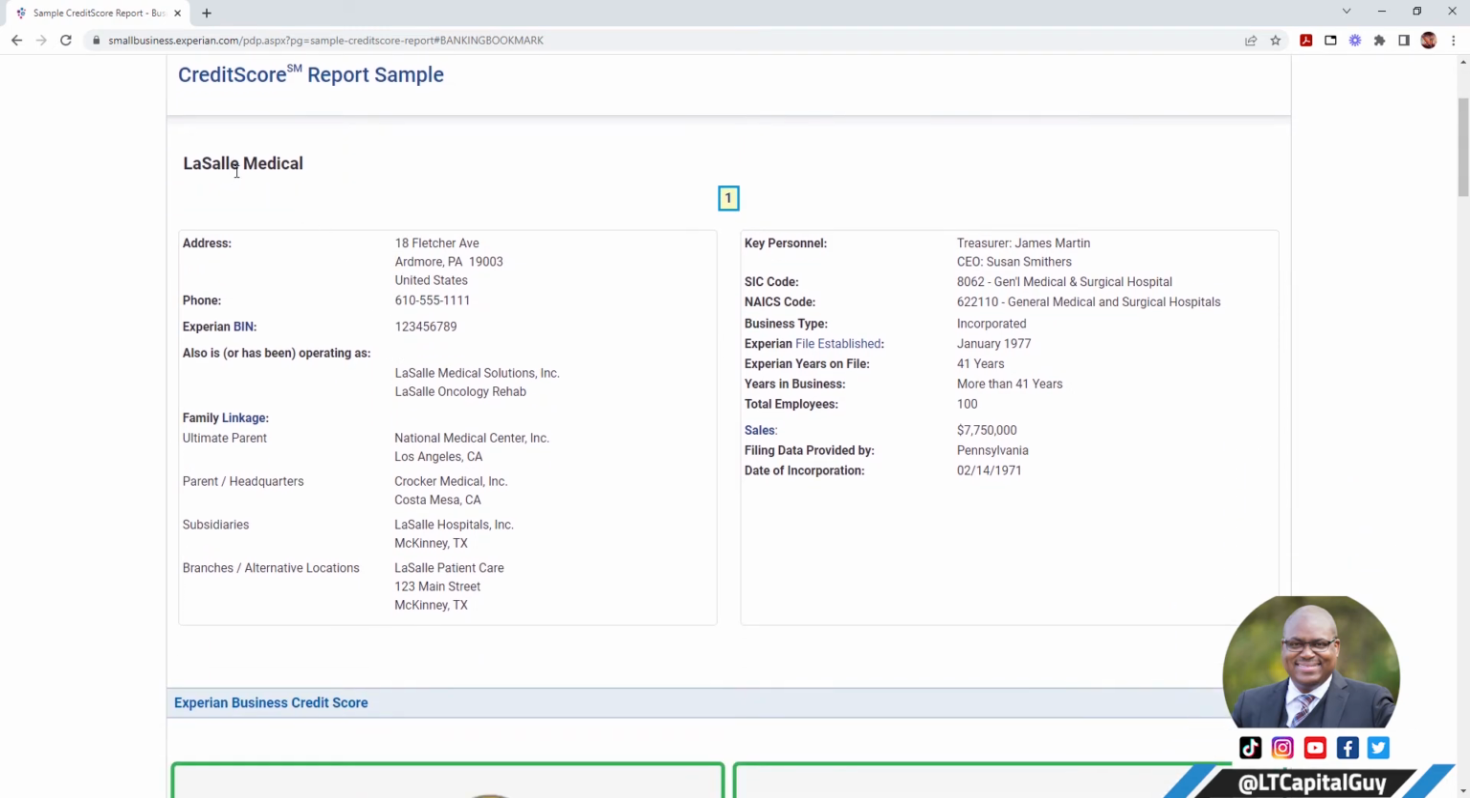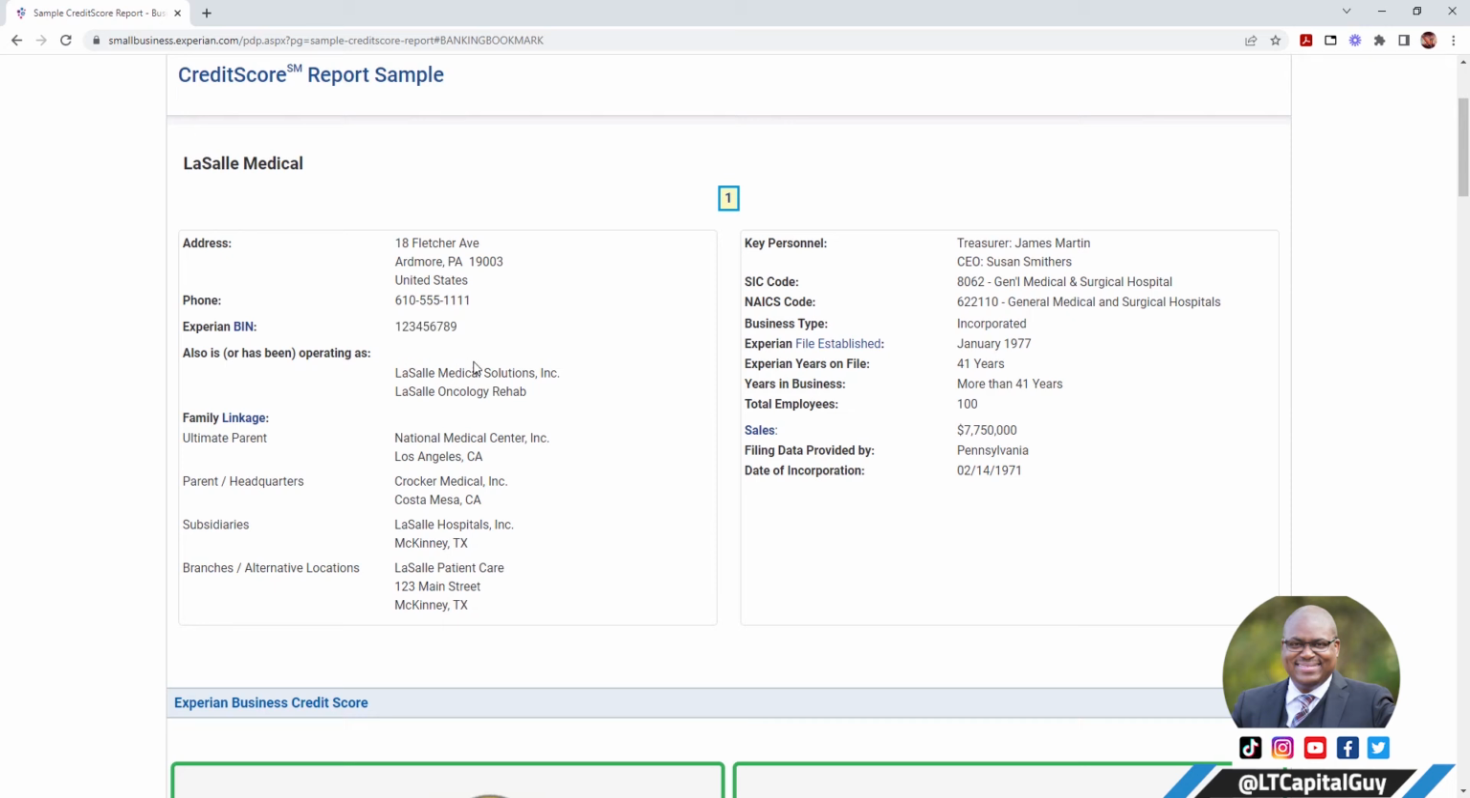So let's say, for instance, the first part of your Experian business credit report will have basically profile information. So you have the address of the company, you have the phone number for the business. You also have the Experian BIN. The BIN is what's called the business identification number, and it's just a unique identification number for Experian profiles, so that Experian can identify you uniquely in their system.